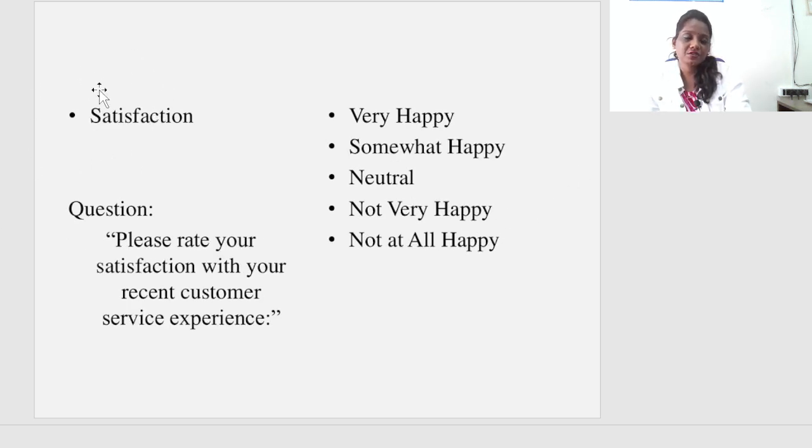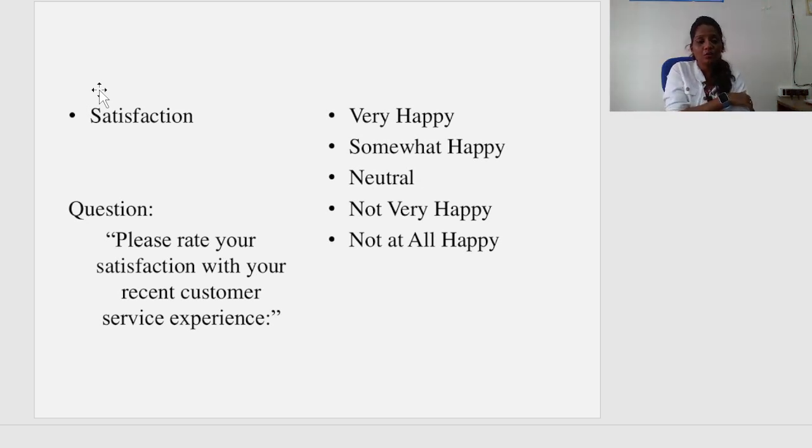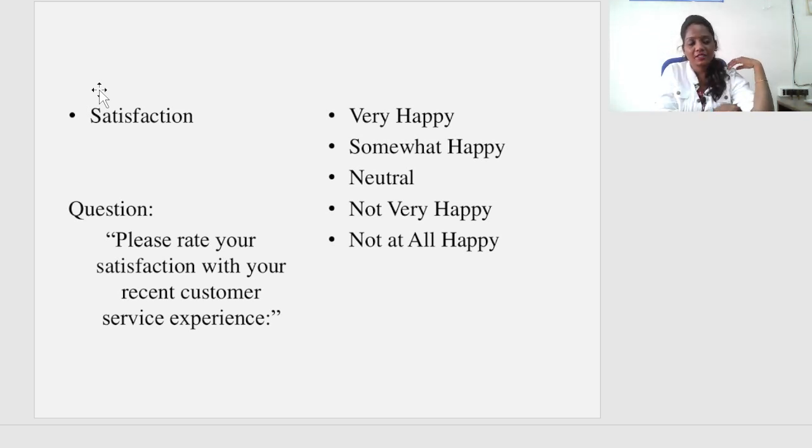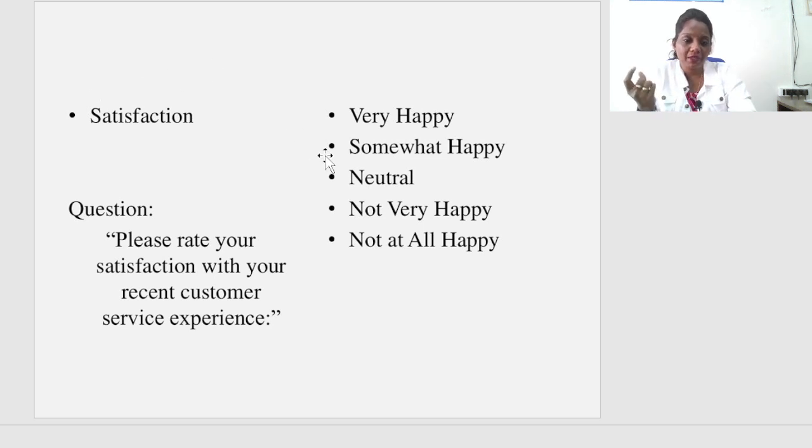And satisfaction. Suppose, especially in all the e-platforms now, when you are seeing, we are buying the products based on the satisfaction rate only, either it is face creams or dresses or jewelry or anything. So they will give the smileys at very happy, somewhat happy, neutral, not very happy, and not at all happy. Please rate your satisfaction with your recent customer service. So I told you for customer service it is really useful.